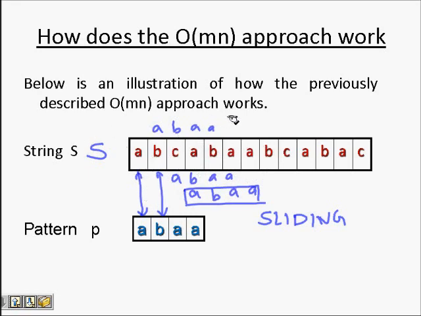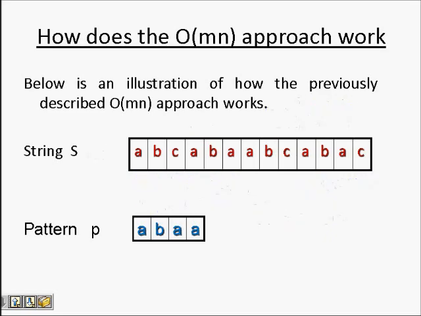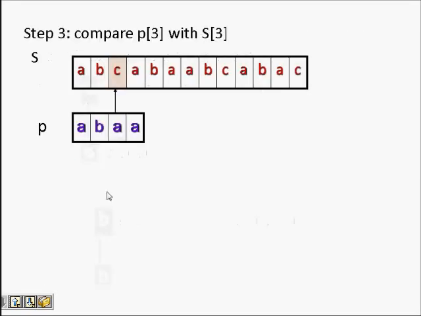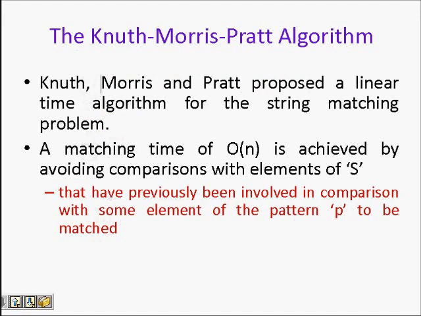This is the naive sliding window algorithm. If the length of the text is n and the length of the pattern is m, then this algorithm will take O of m times n time. But if the pattern is long and the text is long, this would take a long time, and we don't like this. So next is the Knuth-Morris-Pratt algorithm.